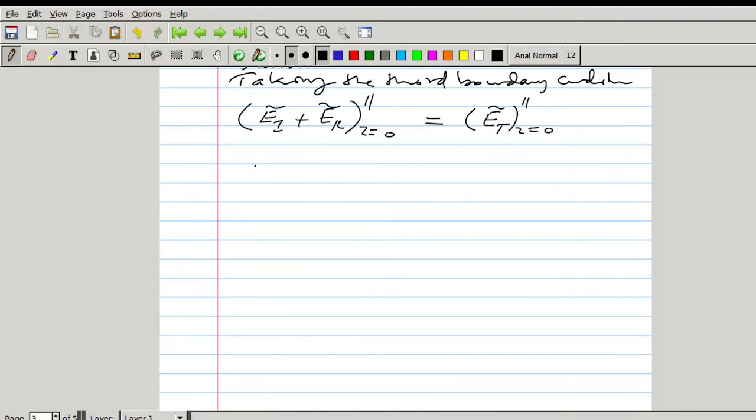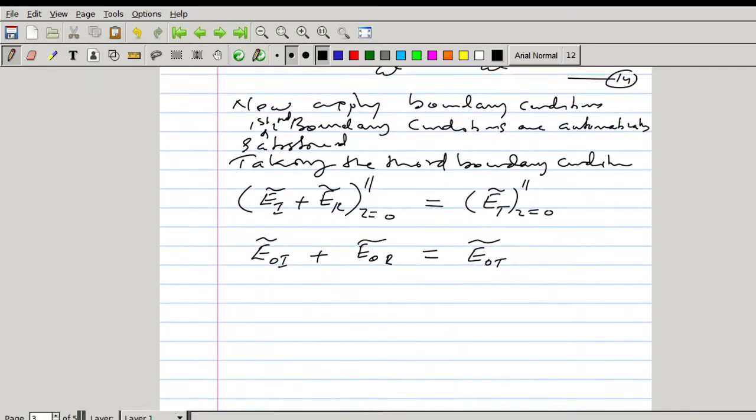So we can write E0I e raised to I k1 Z minus omega t. Z is 0, so we need not write k1 Z there. Then e raised to minus omega t is present in all the terms, so that will cancel each other. At the boundary, we need not write the exponential term because the exponential terms are the same. So the amplitude E0I plus E0R is equal to, on the right hand side, E0T. We can take this as equation number 15.